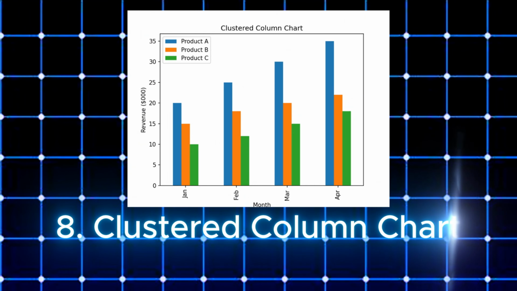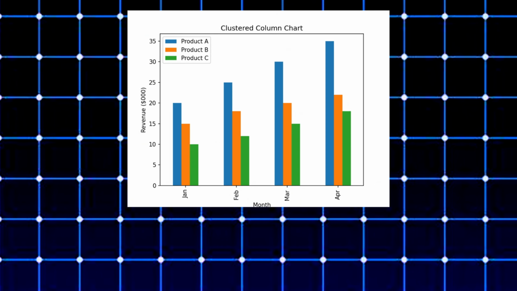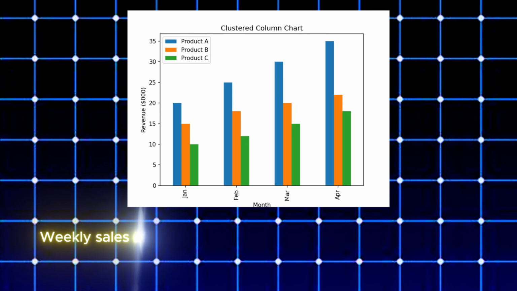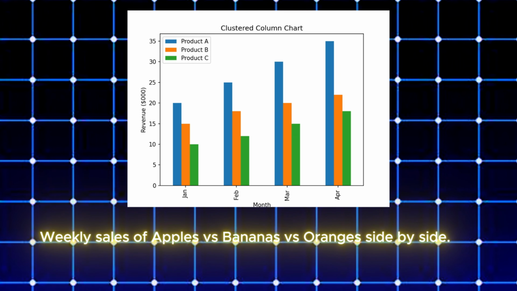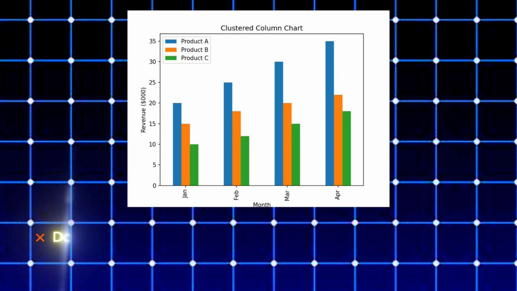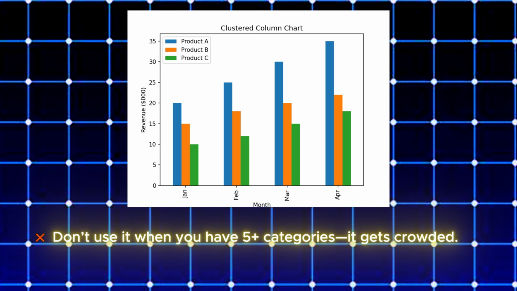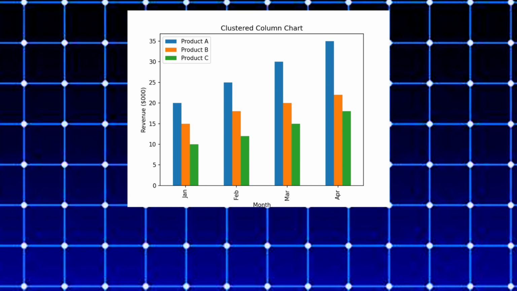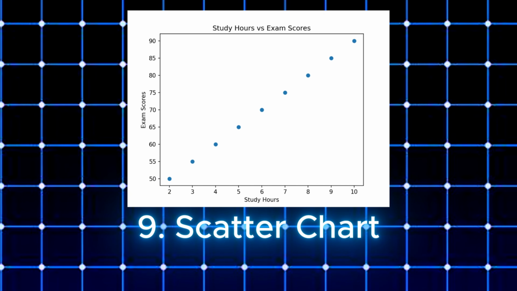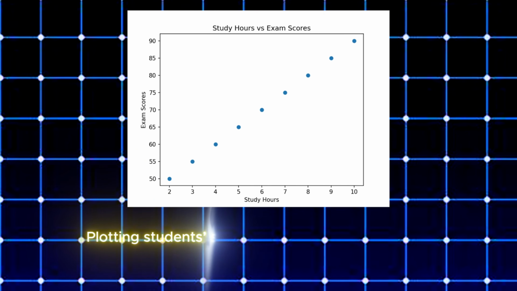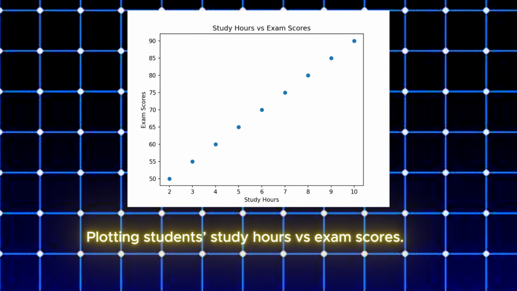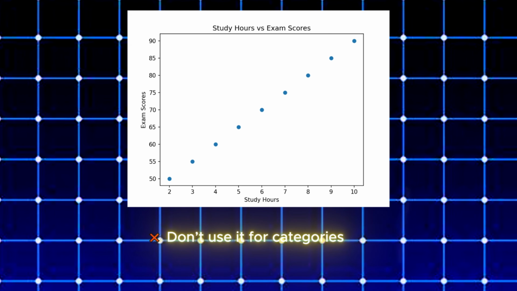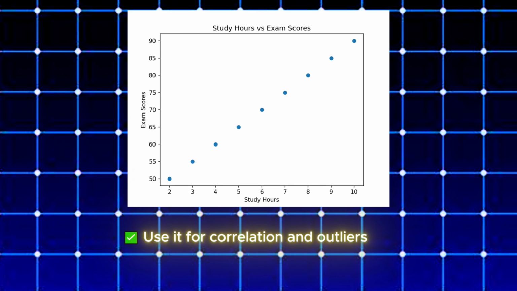Number 8, clustered column chart. A clustered column chart places multiple categories side by side for direct comparison. Example, weekly sales of apple versus bananas versus orange side by side. Don't use it when you have 5+ categories, it gets crowded. Use it for comparing 2 to 3 categories across periods. Number 9, scatter chart. A scatter chart shows relation between two variables. Example, plotting students' study hours versus exam score. You see how more hours connect with better marks. Don't use it for categories, use it for correlation and outliers.